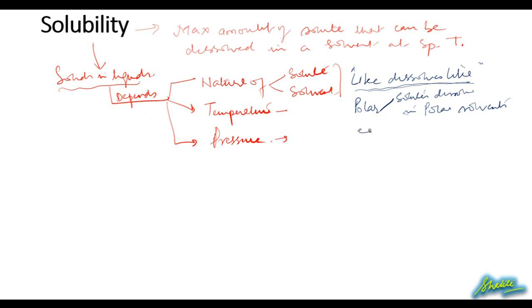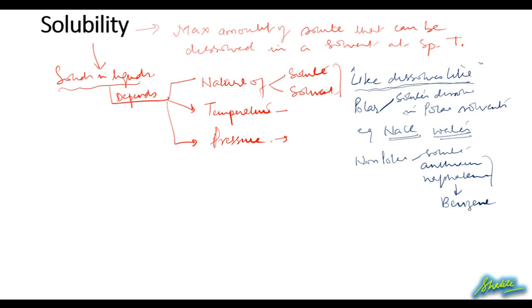For example, NaCl, that is a polar solute, is dissolved in water, which is a polar solvent. And if we talk about non-polar solute like anthracene or naphthalene, these two get dissolved in benzene.